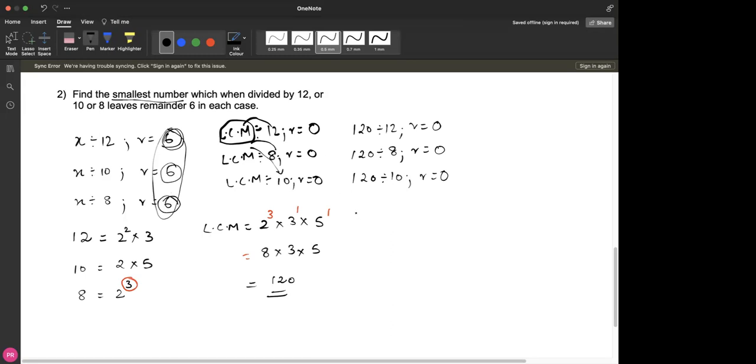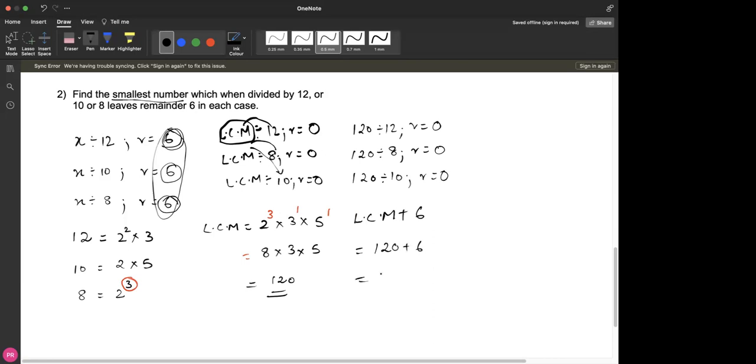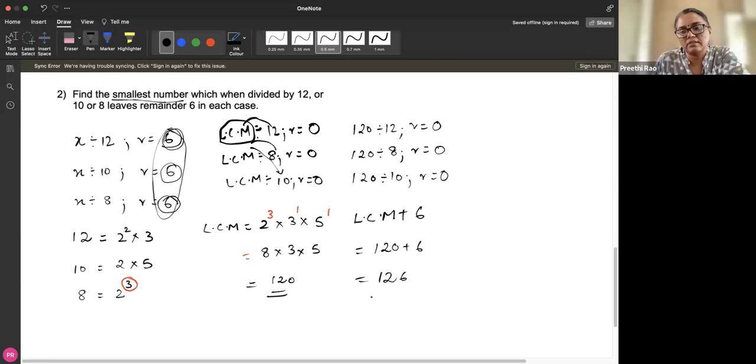So if we add 6 to the LCM, if we add 6, we get 126.